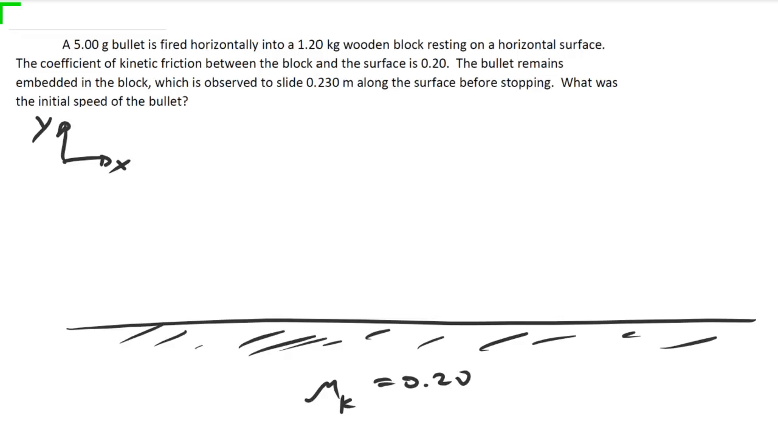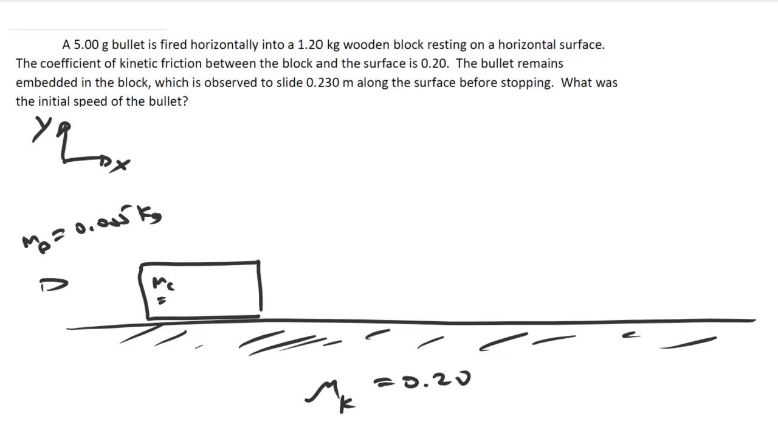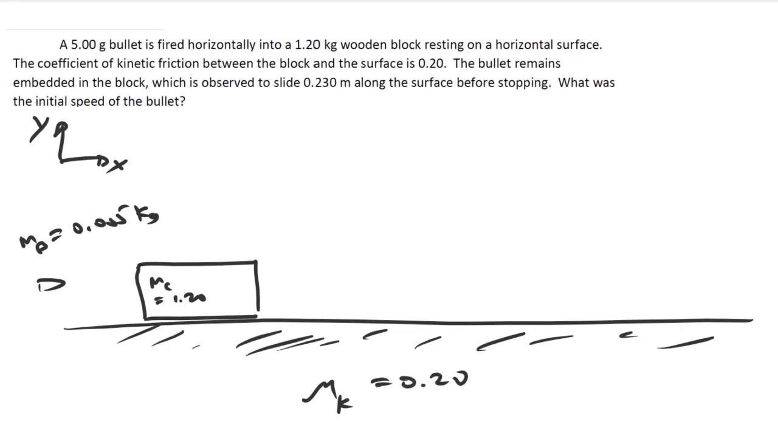And there's this bullet shot into a block, I'll call it a crate, and the mass of the bullet is 5 grams, so 0.005 kilograms. The crate here, mass of the crate, is equal to 1.20 kilograms. It says that the crate is resting on the surface, so the initial velocity of the crate, VC initial, is equal to 0.